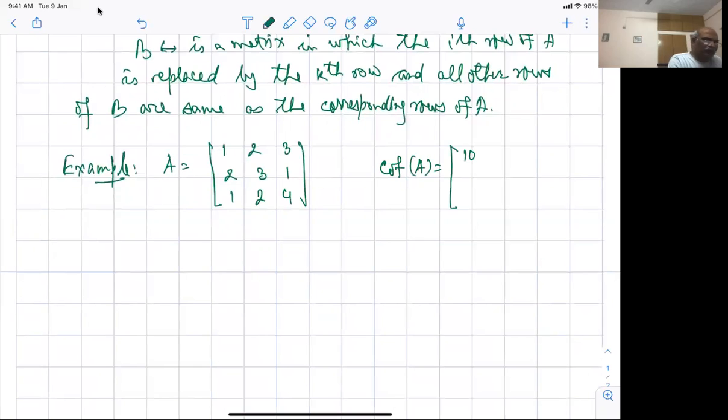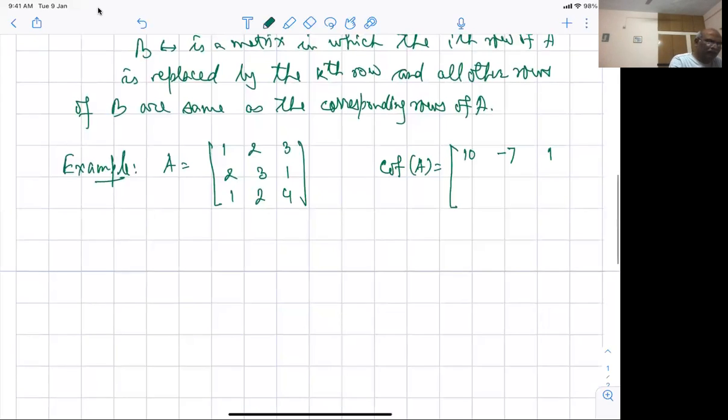Now I have to remove the second column. I remove this and get 8 minus 1, which is 7. It will come with a minus, minus 7, basically because I am looking at minus 1 to the power 1 plus 2. If I remove the first row and the third column, we will get 2, 3, 1, 3, which is 4 minus 3, that is 1. And it will remain 1 because minus 1 to the power 1 plus 3 is positive.